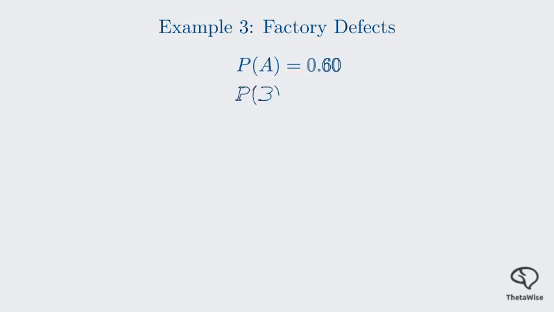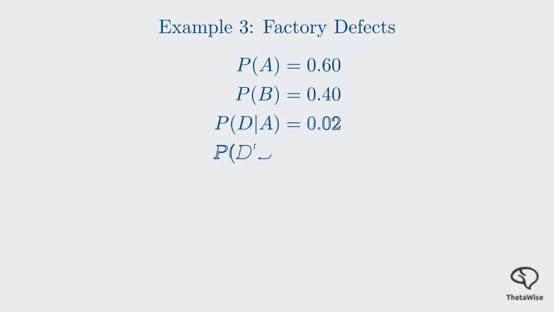For our third and final example of Bayes' theorem, let's explore a scenario where the evidence is actually less likely if our initial belief was true. Imagine a factory that has two machines, Machine A and Machine B. Machine A produces 60% of the total items, while Machine B produces 40%. Machine A is older and has a defect rate of 2%, but Machine B is newer and has a defect rate of just 1%. So our priors are P of A is 0.6 and P of B is 0.40. The likelihoods are P of defect given A is 0.02 and P of defect given B is 0.01.